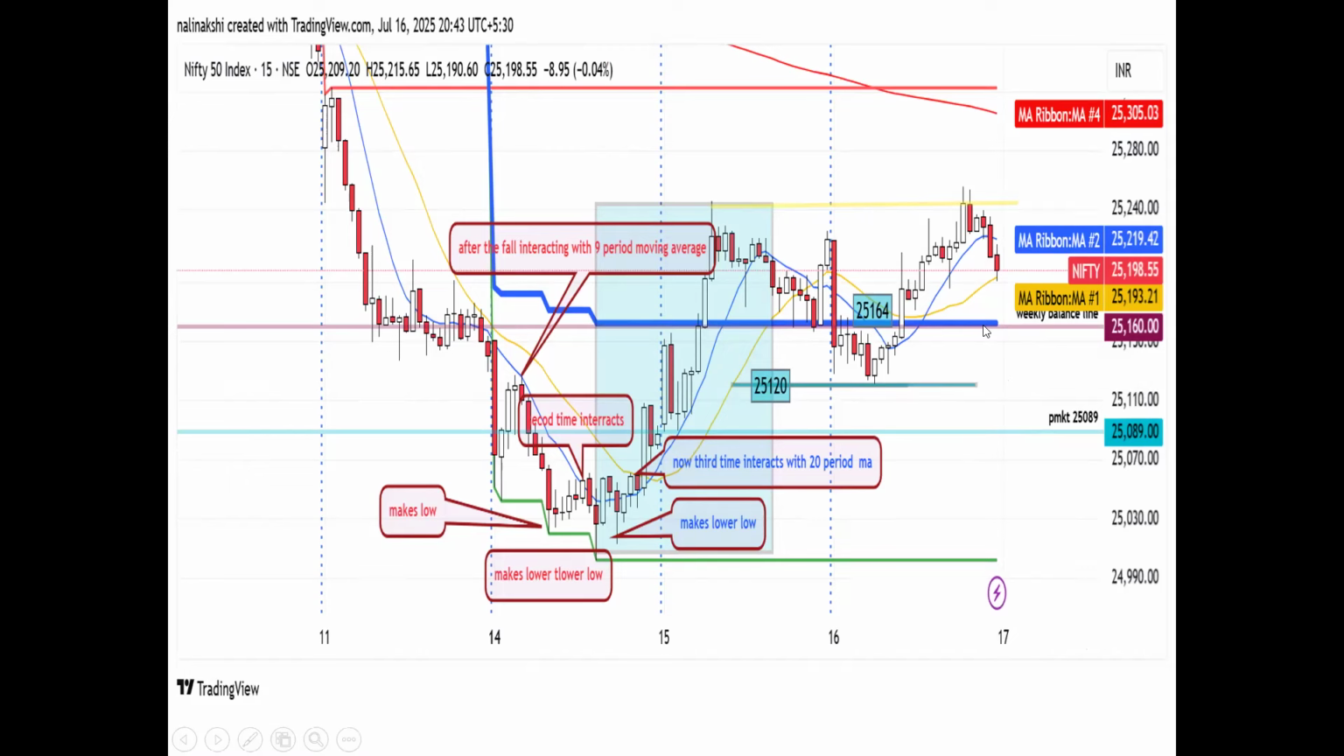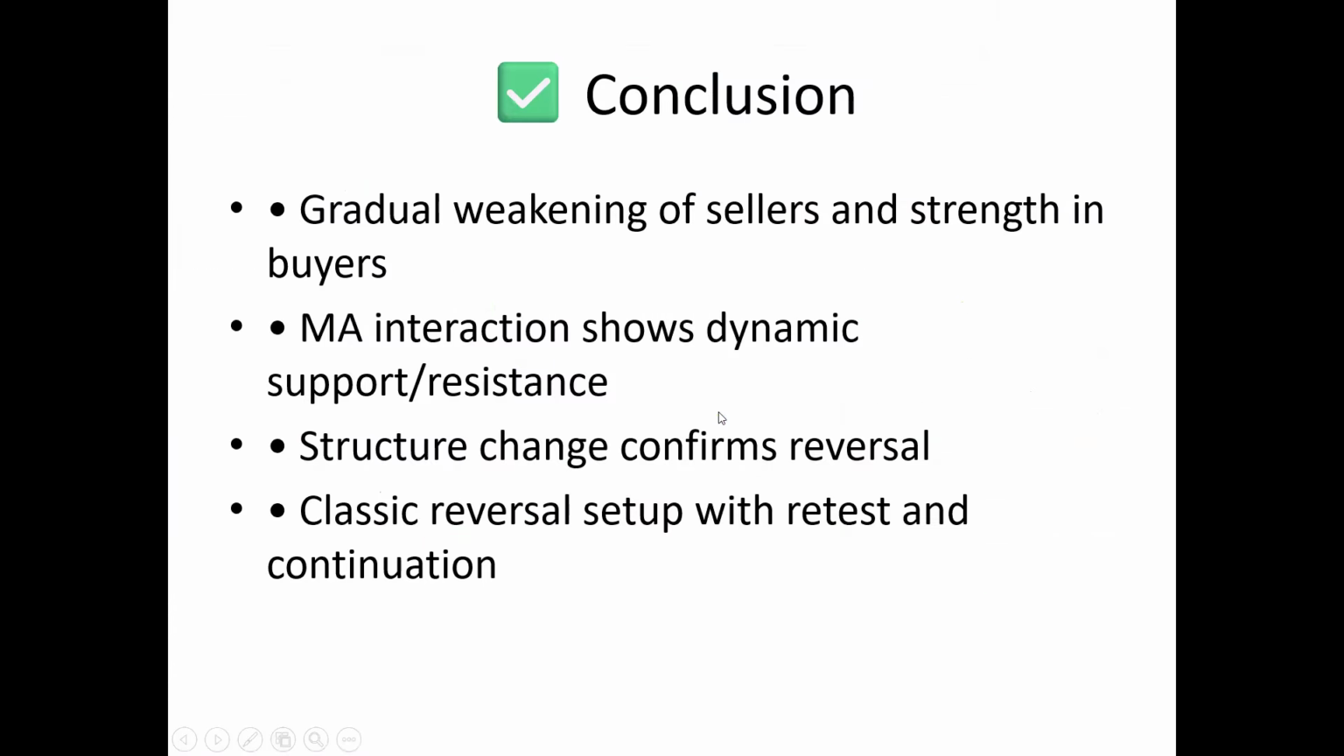And the weekly balance line, I've already made a video about the weekly balance line, is 25,164. So once it starts moving below this and constantly closing below 25,124, then the market can move down. So this is the price process. You need to understand the price action candle by candle. You must start seeing the price action in this way.